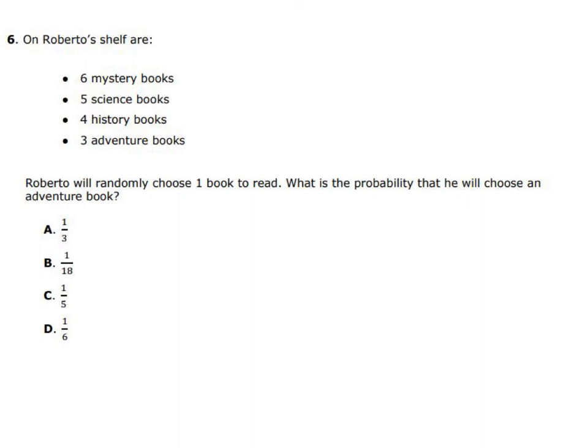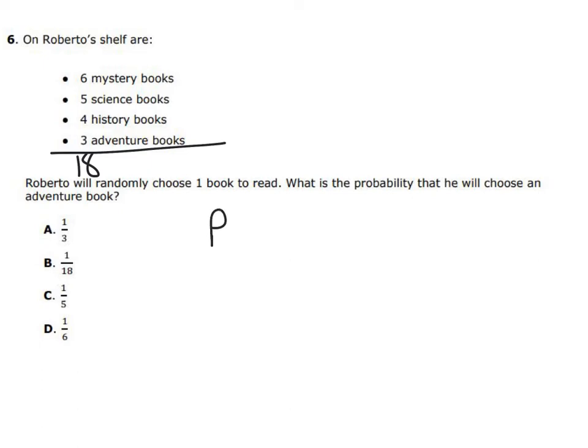Number 6. On Roberto's shelves are 6 mystery books, 5 science books, 4 history books, and 3 adventure books. So we're going to add those up. So 6 plus 3 is 9, 9 is 18. So we have 18 books in total. So Roberto would randomly choose one book to read. What is the probability that he will choose an adventure book?